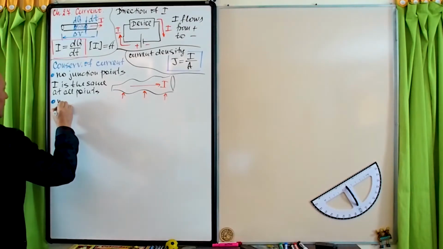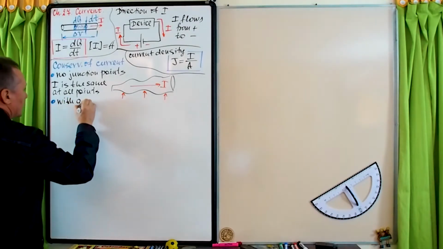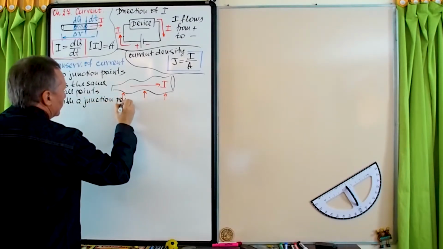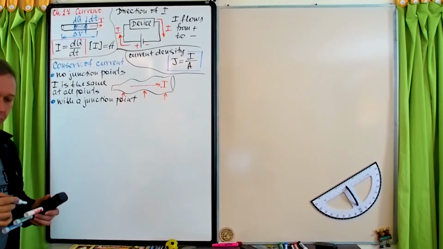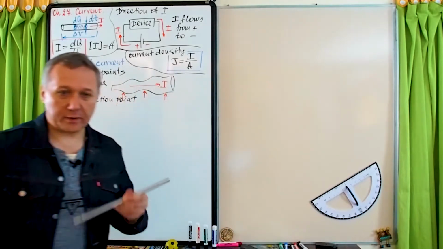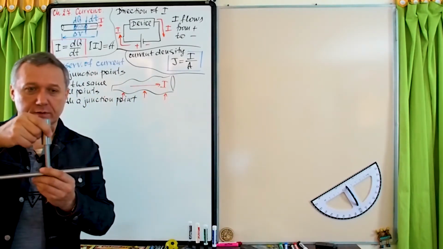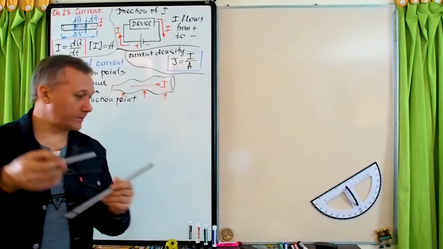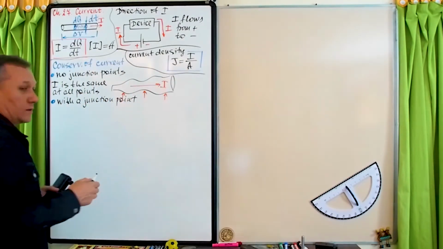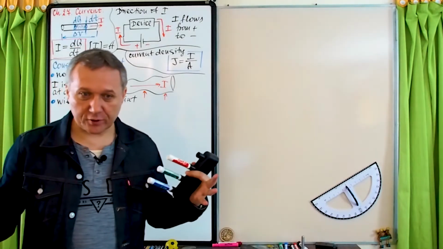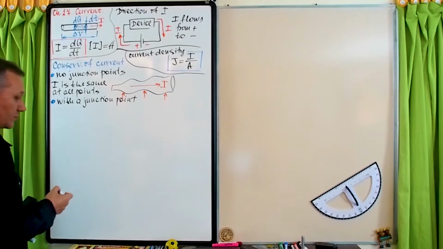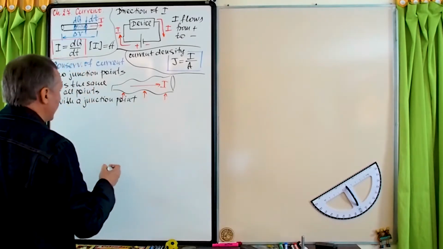So with a junction point, what if we have a junction point? For example, let's say you have a wire, and over here somewhere there's another one. So this is the junction point. In this case, the total amount of current entering the junction point must be equal to the total amount of current leaving the junction point.